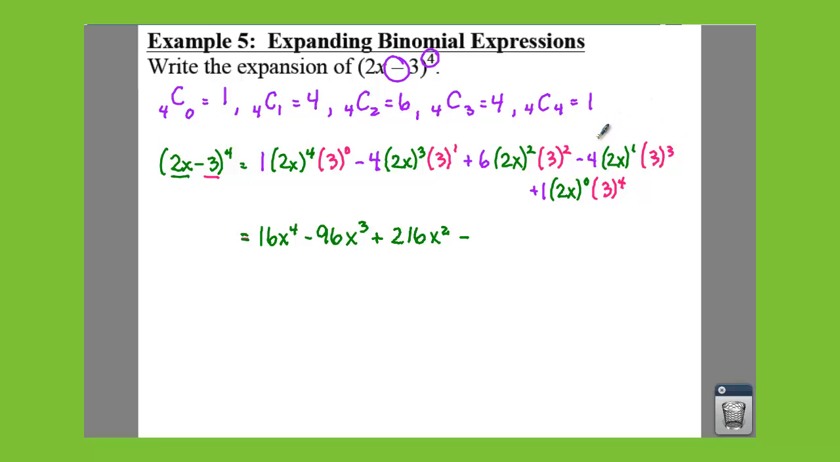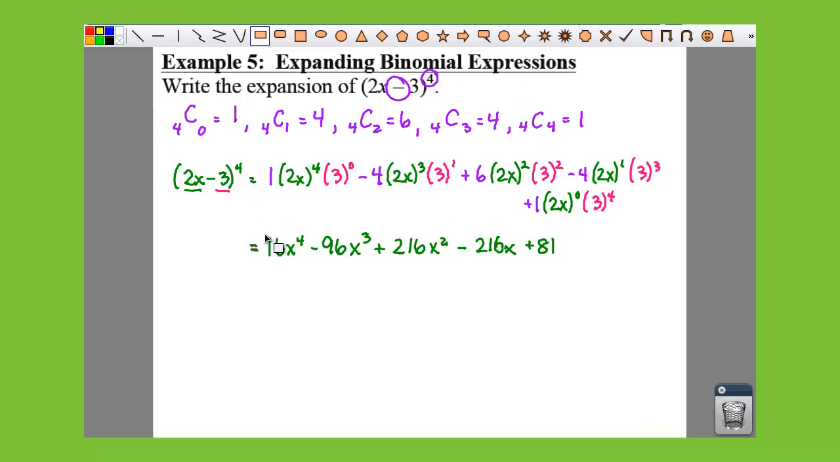So 3 to the 3rd is 27. Times 4 gives you, let's see, 27 times 4? 108 times 2? Gives us another 216. Now this is x to the 1st. And then 3 to the 4th is an 81.